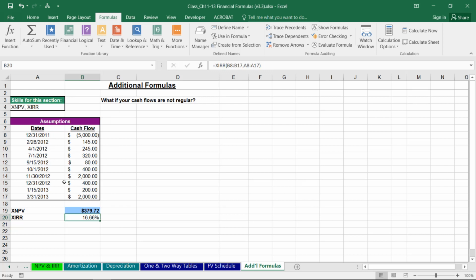Next, let's try XIRR, X internal rate of return. Again, this allows us to work with the same data. Here, let me hit the F2 key, and you can see the first values are all the cash flows. The second set is all of the dates. We put those in there, and it determines that, yeah, we're getting a 16.66% return on this set of cash flows. That's why we had a positive net present value over the 8% cost of capital.